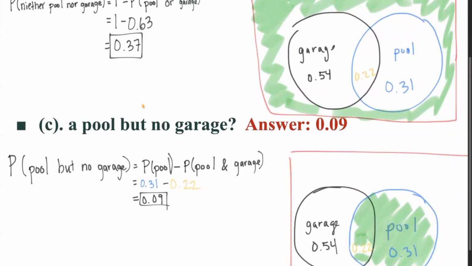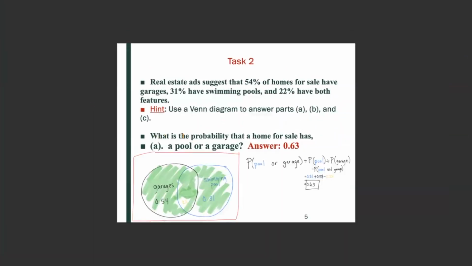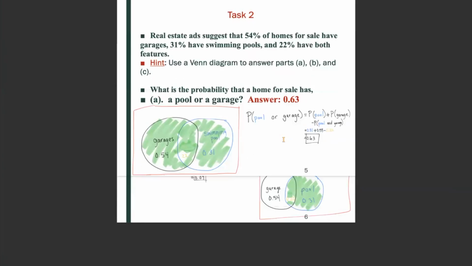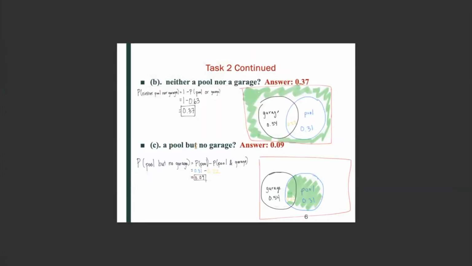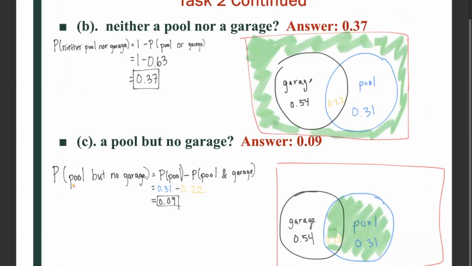All right, part C. The question stem is, what is the probability that a home for sale has a pool but no garage? So the probability of having a pool but no garage is equal to the probability of having a pool minus the intersection of the pool and the garage. So we're interested, in other words, in the shaded area.